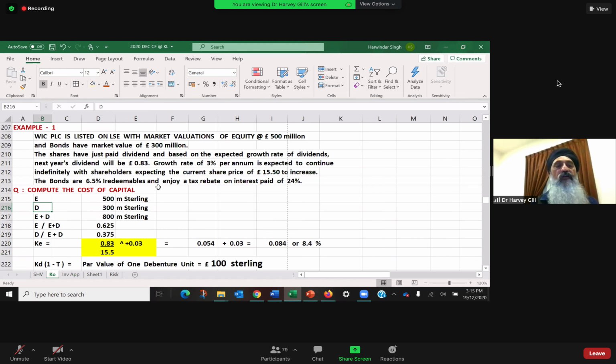The bonds are 6.5% irredeemables and enjoy a tax rebate on interest paid of 24%. So we have our E. Once again, please notice I always have that same structure. What is equity? What is debt? What is equity plus debt? What is the proportionate value of equity out of total capital? So E over E plus D. What is the proportionate value of D as a decimal? So in this case, 500 out of 800 is of course 0.625, and the balance is 0.375.